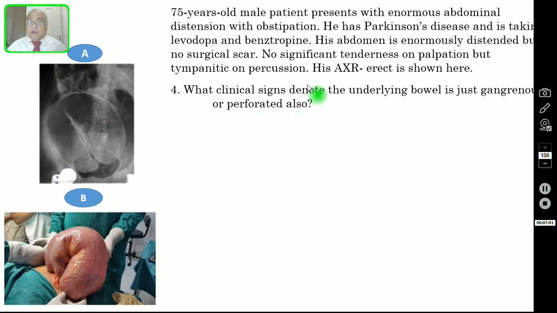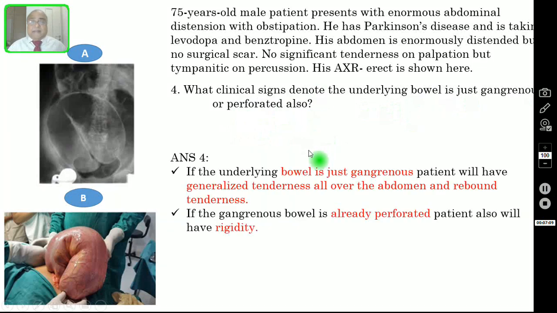Question number 4, what clinical signs denote the underlying bowel is just gangrenous or perforated also? The correct answer is, if the underlying bowel is just gangrenous, patients usually have generalized tenderness all over the abdomen with rebound tenderness also. If the gangrenous bowel is already perforated, patients also have rigidity, board-like rigidity all over the abdomen. So if rigidity is positive, that means bowel is already perforated.